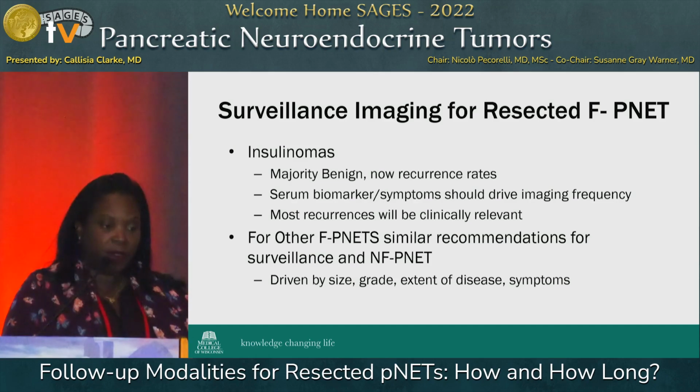For other functional pancreatic neuroendocrine tumors, size, grade, extent of disease, symptoms, similar to what we do for non-functional tumors, because those have a higher metastatic potential.